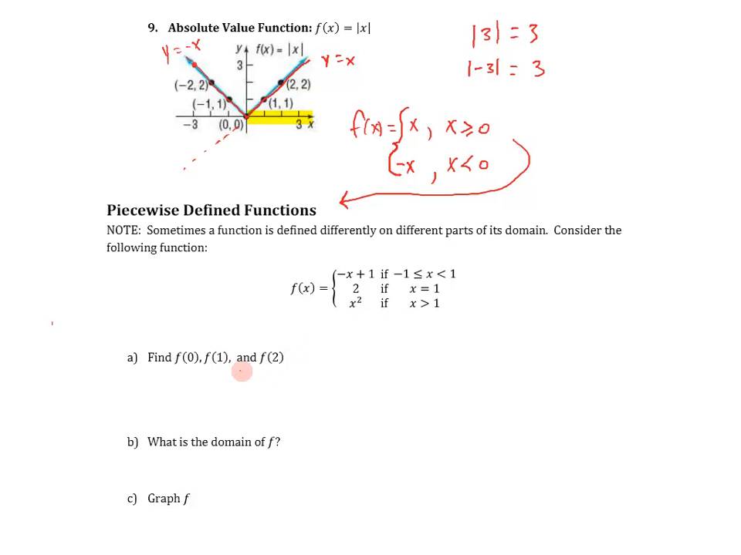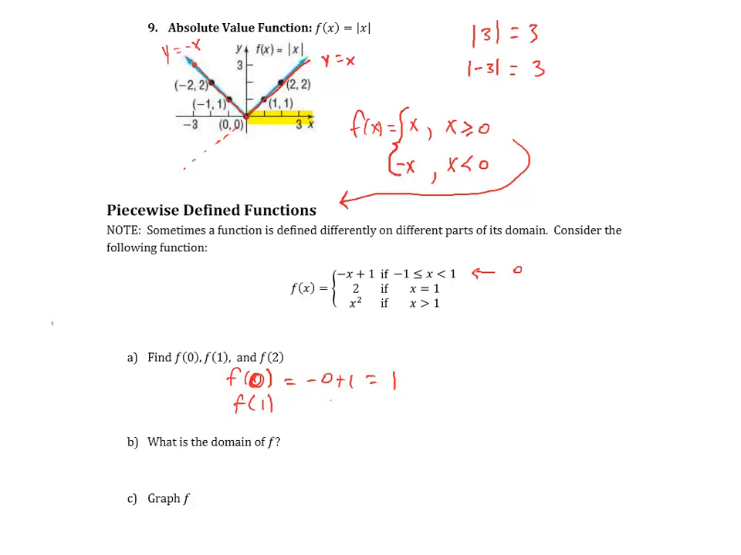So that's why we call it a piecewise defined function. So when you have a piecewise defined function, what you've got to do is figure out which of my formulas apply for my input. F of 0. Where is f of 0 in this block of choices? Is it between -1 and +1? Is it equal to 1 or is it greater than 1? And the answer is it's this one right here. This is f of 0. So I would use -0 plus 1, or 1 is my output.